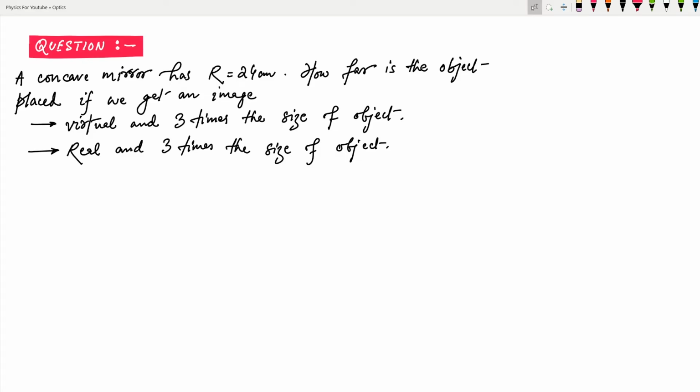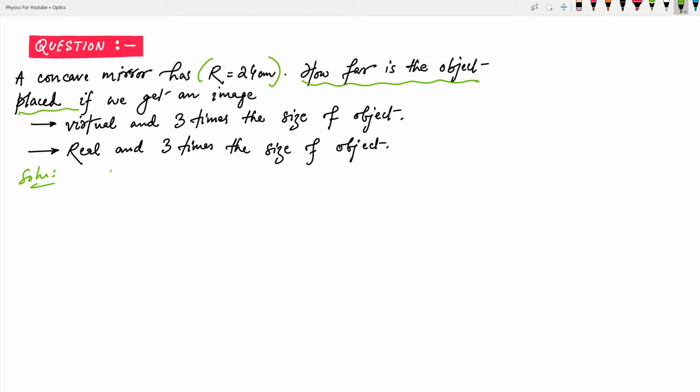Okay, now let's look into this question. This is a very important question and a conceptual question. It says a concave mirror has radius of curvature 24 centimeter. How far is the object placed, if we get an image, the first case, virtual and 3 times the size of object, and the second, if the image is real and 3 times the size of object? So how far is the object placed? This is the question. Okay, simple.